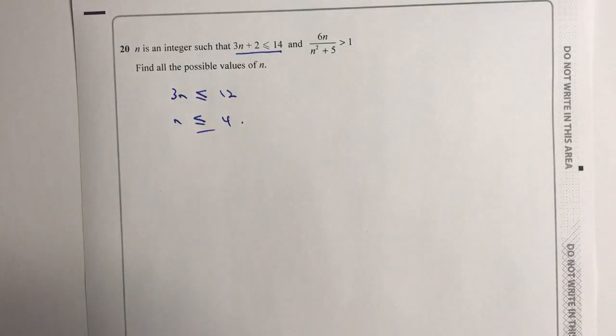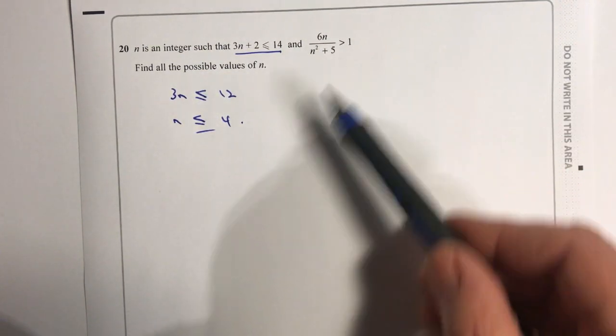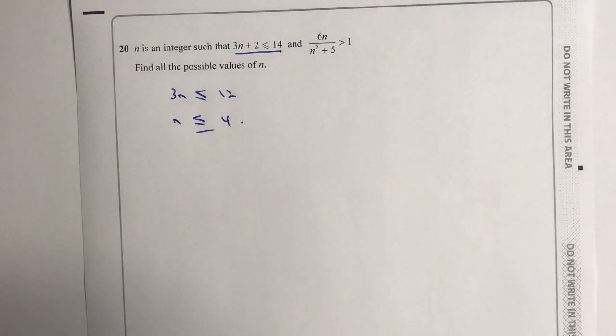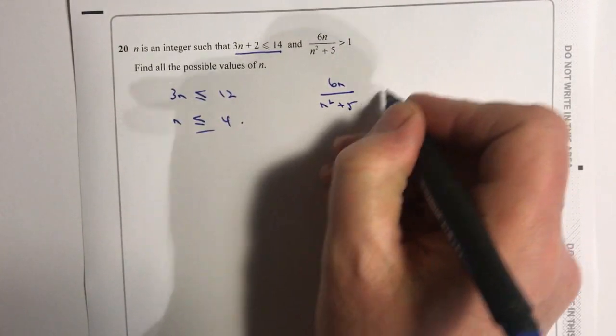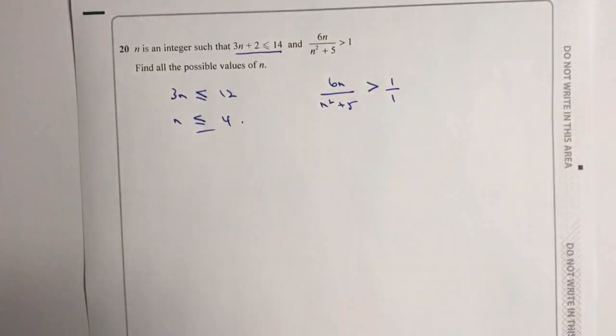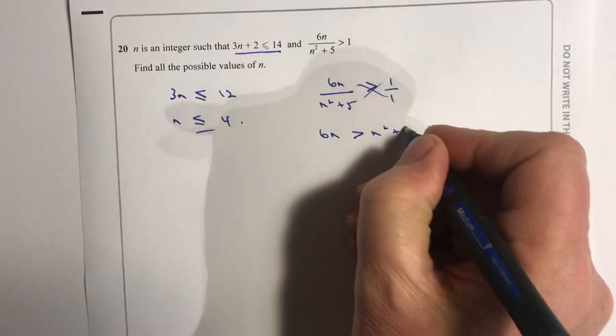The second bit of it is this thing here, where we've got 6n over n squared plus 5 is greater than 1. I think the way I would probably do that is I'd write that as 6n over n squared plus 5 is greater than 1 over 1, because 1 over 1 is the same as 1, but it gives me the ability to cross multiply through. And if I cross multiply through, I get 6n is greater than n squared plus 5.